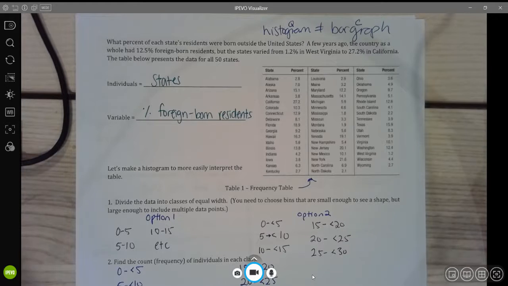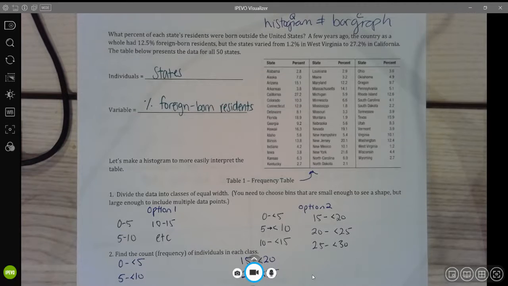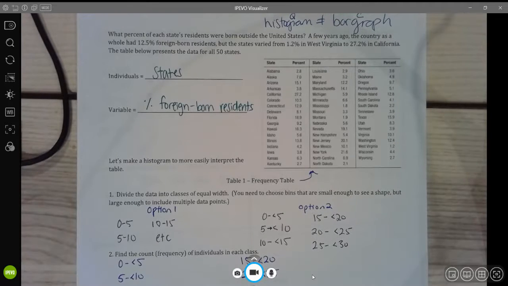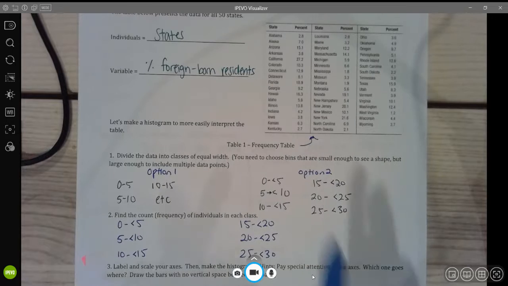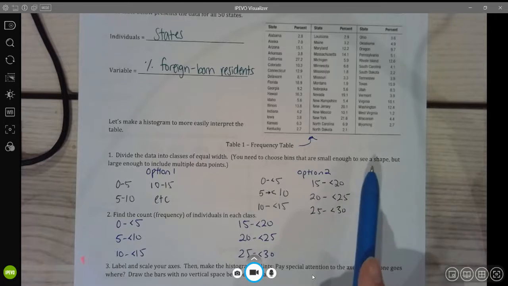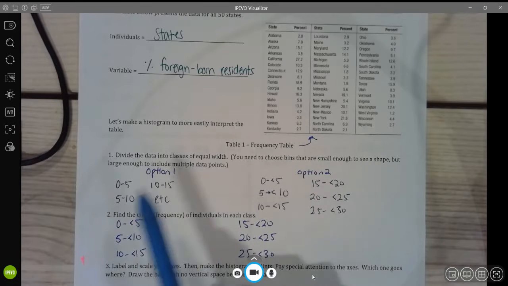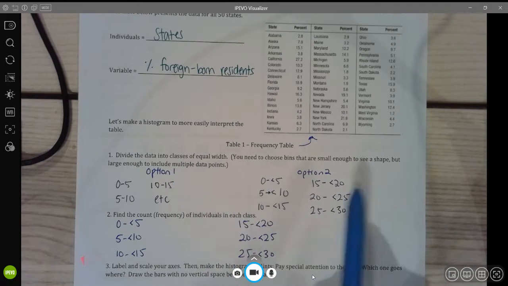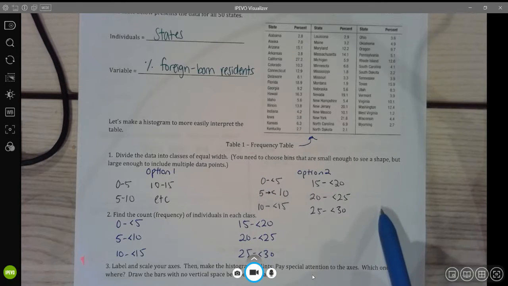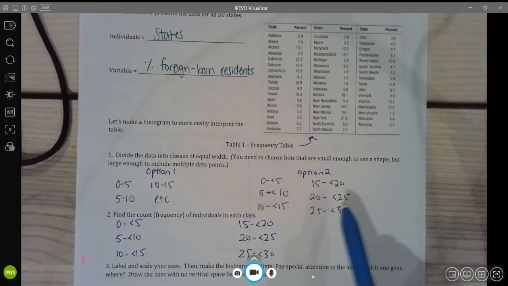So first thing we need to do is decide how wide our bins are going to be. Remember, we've talked about bin width before. The key thing, and there's not really a good rule of thumb, is you need to choose bins that are small enough that we see a shape, but large enough that they include multiple data points. If you make them too big, then you're going to just see like 2 bars. And if you make them too small, they're all going to have just one little data point in them. So you kind of have to find a happy medium.